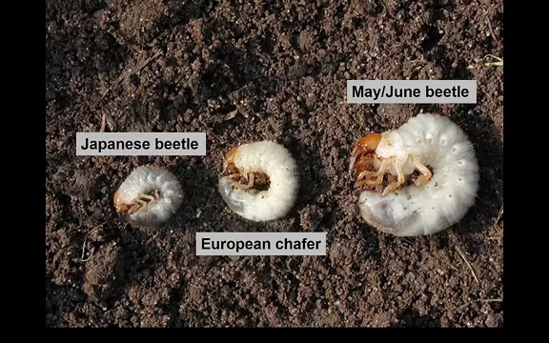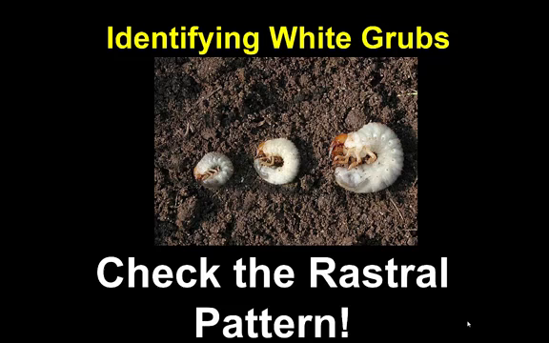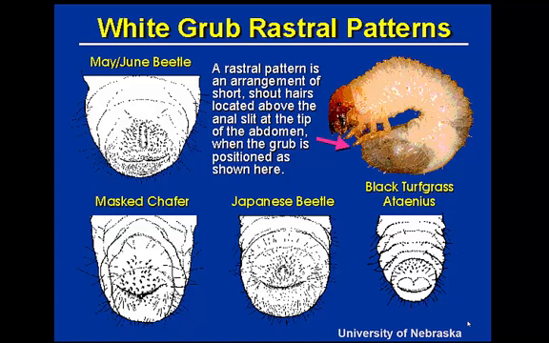It may be useful to identify which kind of grub you have, and there is a key for doing this. If you are interested in learning which kind of grub you have, and this can be important in terms of timing treatments appropriately, the feature you look for is what's called the rastral pattern. So to separate the different kinds of white grubs, the rastral pattern is used, and the rastral pattern is the pattern of hairs that occur on the hind end of the white grub. So each of these has a different set of patterns of hairs and bristles and slits that are on the hind end, and that would be the rastral pattern.